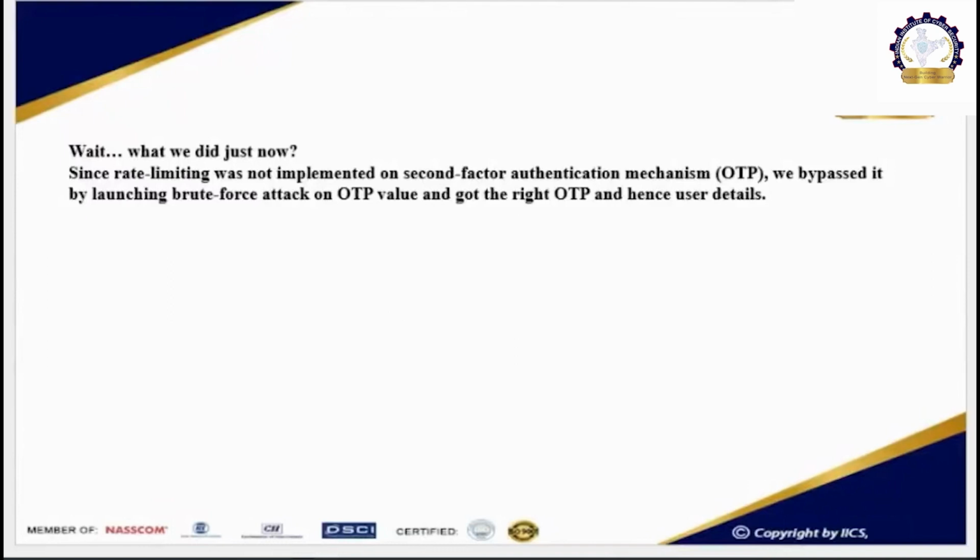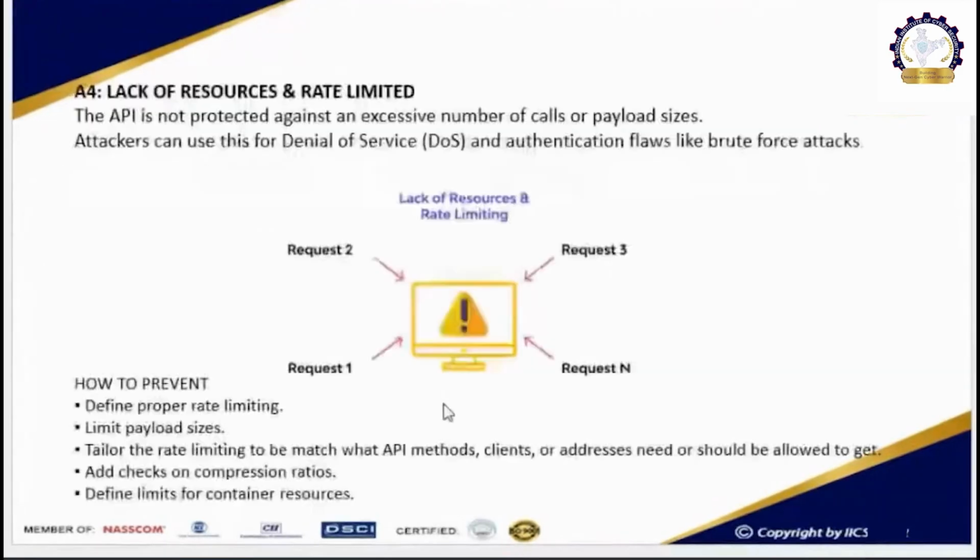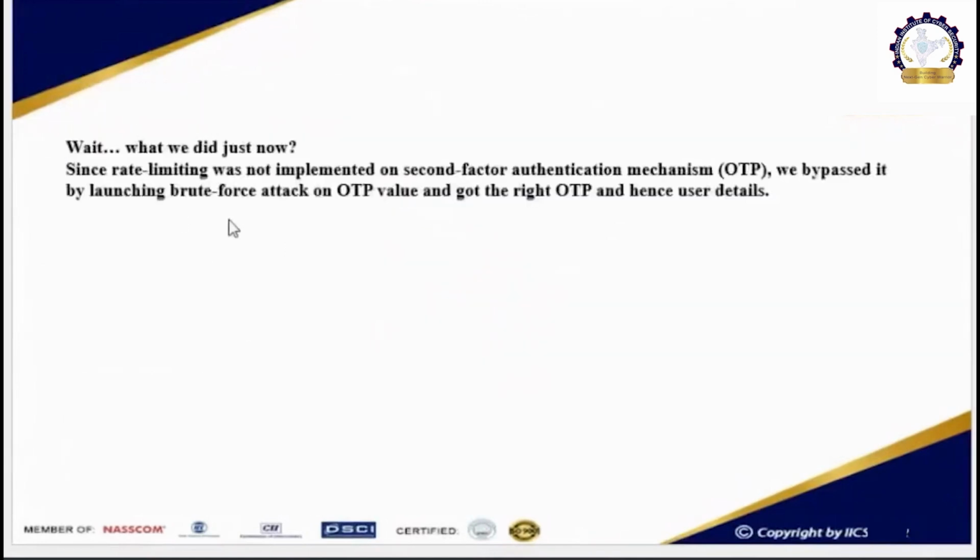Since rate limiting was not implemented, meaning how many times an API can be called is not restricted here, and the second factor authentication mechanism was weak, that's why we bypassed it. By launching a brute force attack on the OTP value, we got the right OTP and hence the user details also. So once the OTP is bypassed, we get the user details. So this is all about A5. No, not A5, it is A4. It's all about lack of resources and rate limiting.